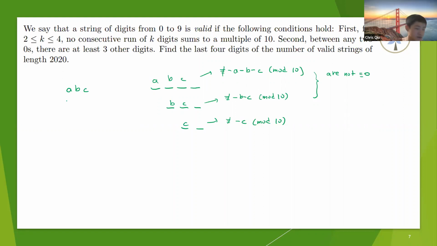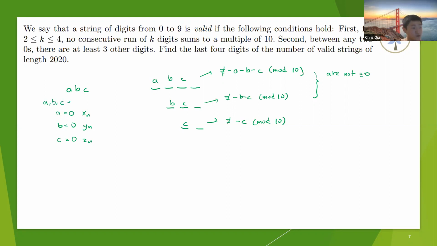So let's start with A. If A is equal to 0, let's call this X of n. So X of n is the number of valid strings that have their third to last digit as 0. There's going to be Y sub n that have their second to last digit equaling 0, and Z sub n that have their last digit equaling 0.